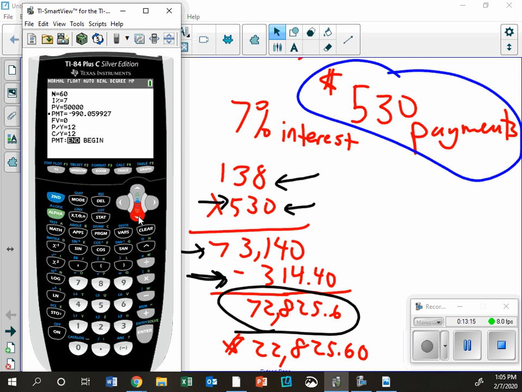Okay, so now you're going to be using both programs back to back. So now I went and figured out it was $990.06. Help me remember the 6 cents. I'm going to go back in here and change my payment to $990.06. Everybody do that.